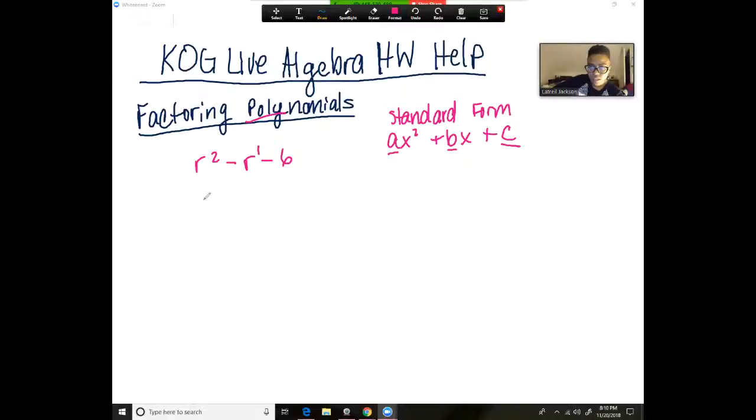So A equals 1. If you don't see anything in front of the first term, then that means it's a 1 in front of it. A equals 1. B equals -1. You don't see a number in front of it, but you do see a minus sign, so that means the number in front of r is -1. And then C is the constant, or the number that's by itself, which is -6. Okay, so for the AC method, we're gonna find A and C and multiply them together. So A is 1, C is -6, and 1 times -6 is, of course, -6.